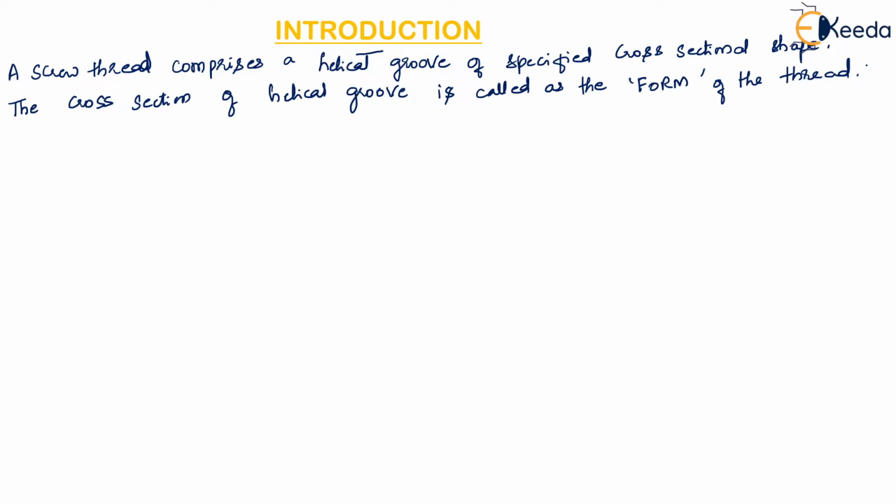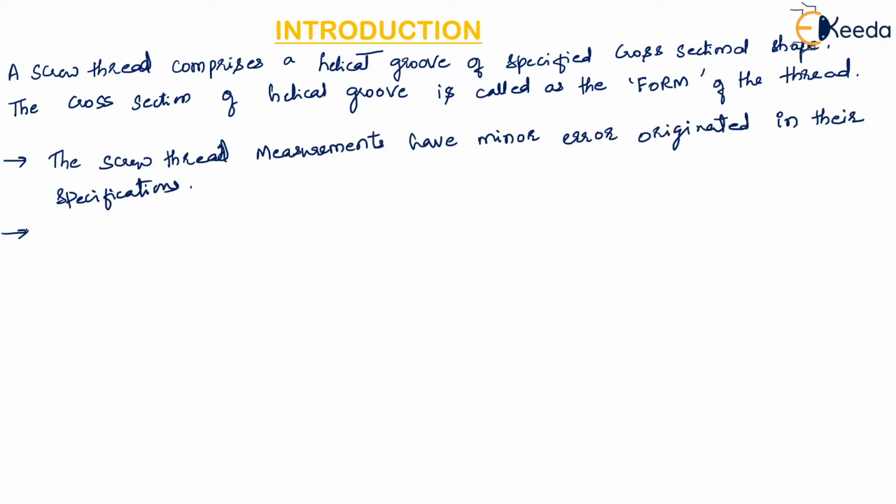There will be minor errors arising in the screw thread measurement which have their own origin in the specification of the thread. So there will be errors when we are measuring the screw thread, and these errors originate in the specifications of the thread. To check for the errors while measuring the screw threads, a terminology has been employed.